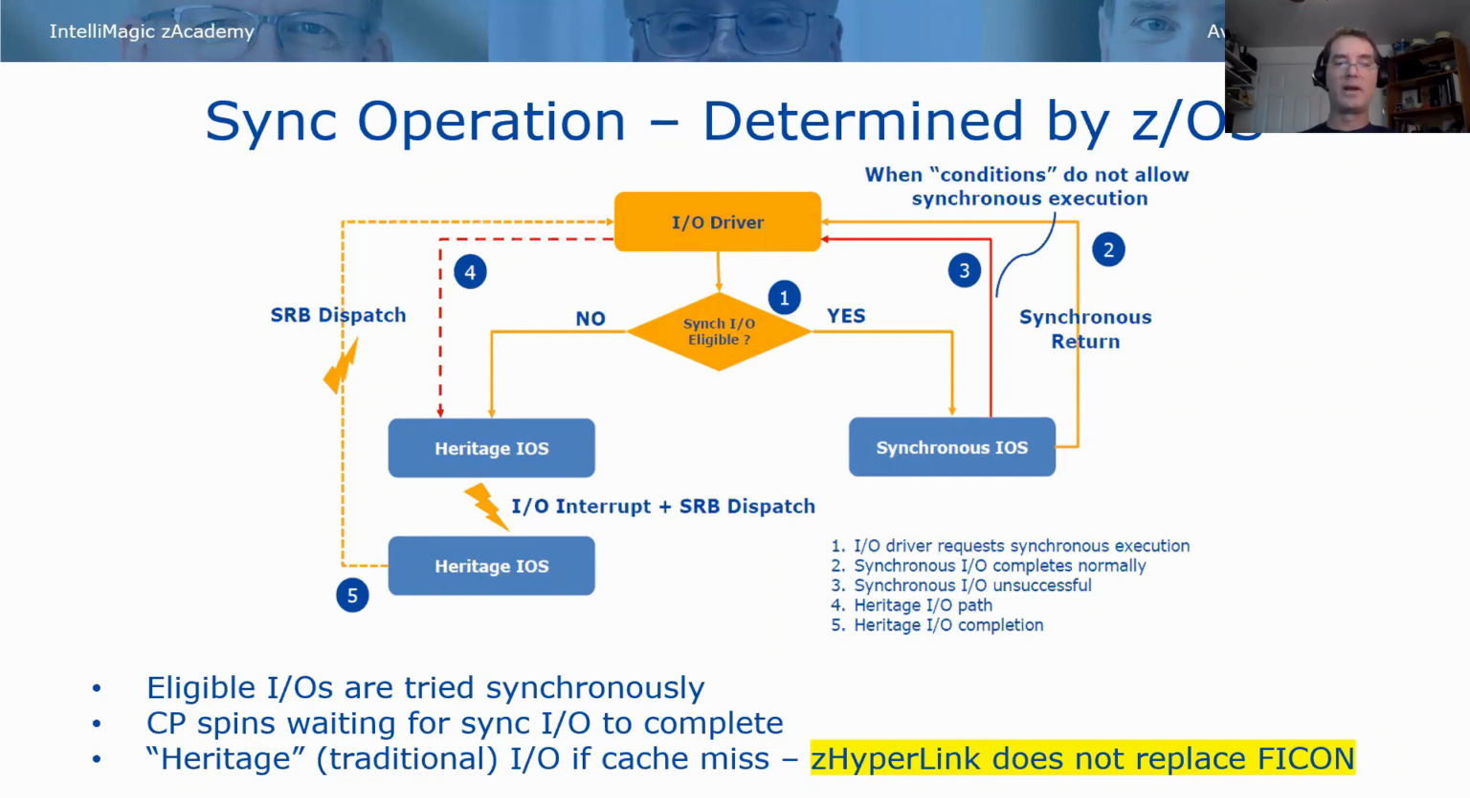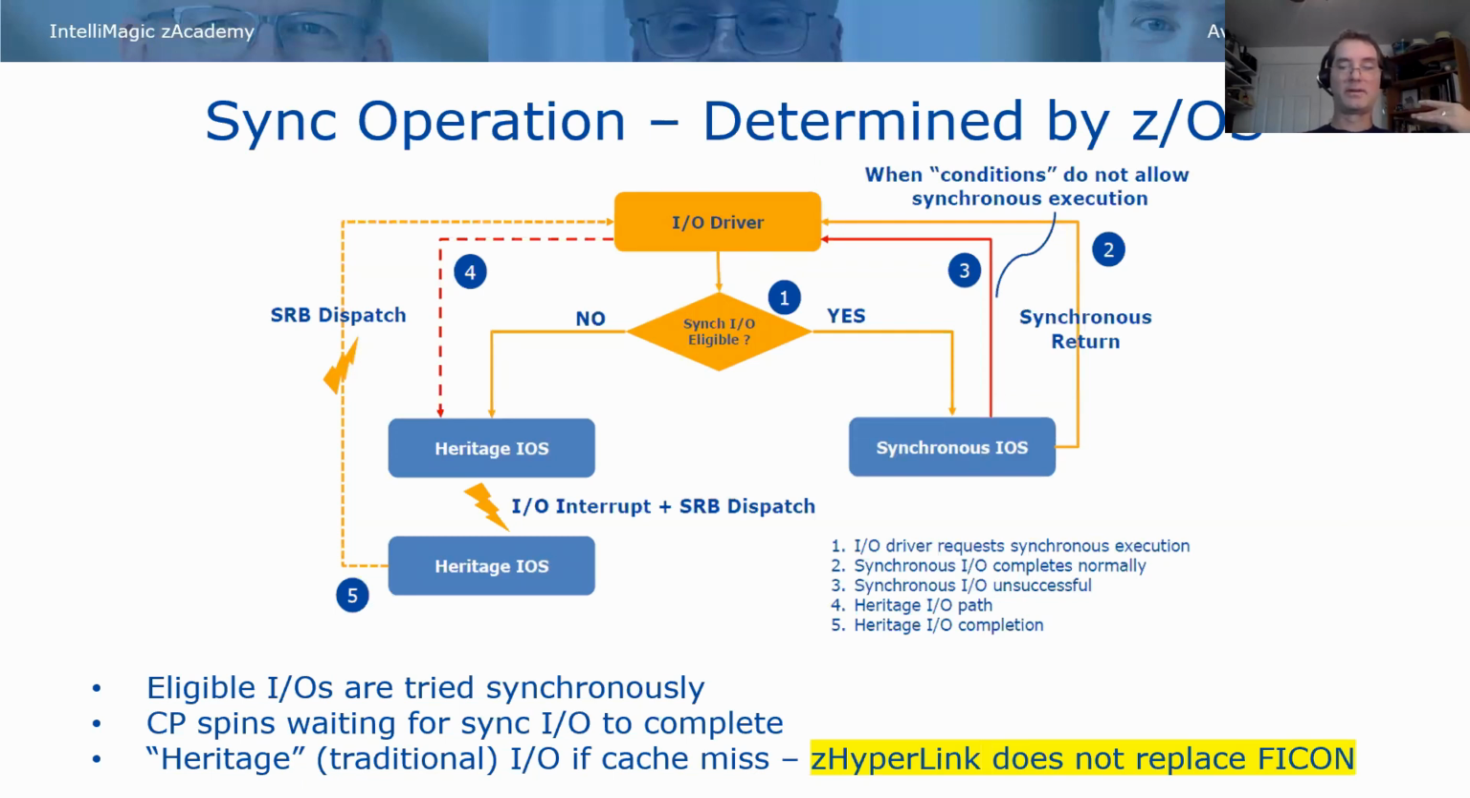Now, notice that third step, when conditions do not allow synchronous execution. Well, what does that mean? I can tell you that the vast majority of those conditions are simply that the data was not found in the disk subsystem cache. If it's not there, there's no way that you want to hold a CPU. 20 microseconds is one thing. That's what we're talking about roughly, that your application is spinning on the CPU. If you have a cache miss, even to a flash drive, that could take a millisecond or two to be staged and then reconnected in a traditional sense.